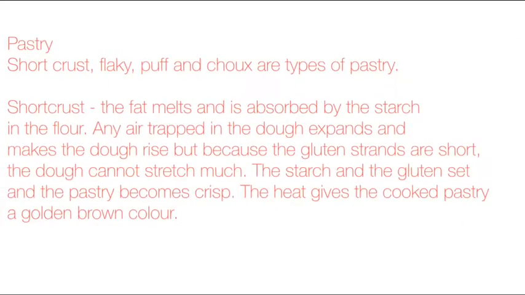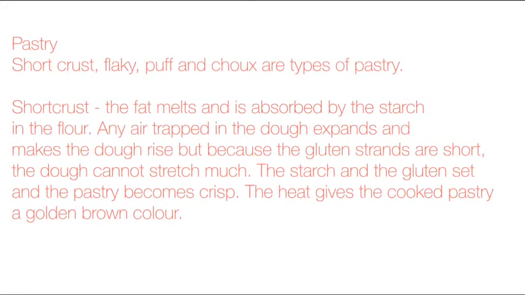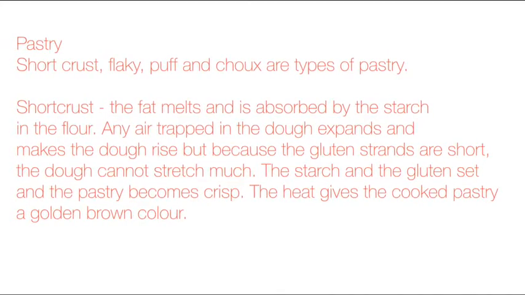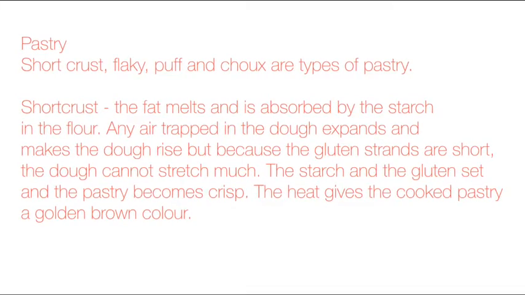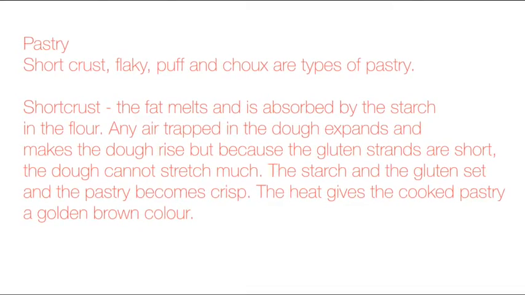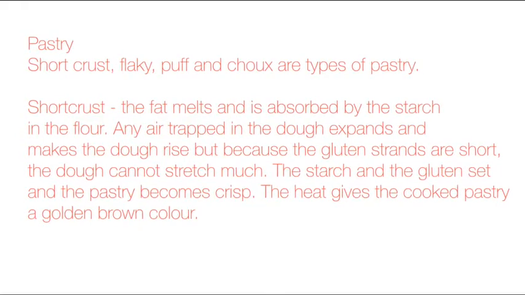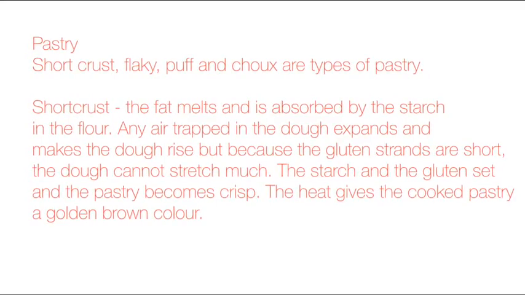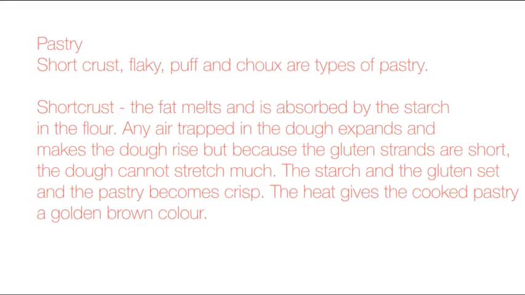Pastry. Short crust, flaky, puff and choux are types of pastry. Short crust: the fat melts and is absorbed by the starch in the flour. Any air trapped in the dough expands and makes the dough rise, but because the gluten strands are short, the dough cannot stretch much. The starch and the gluten set and the pastry becomes crisp. The heat gives the cooked pastry a golden brown colour.